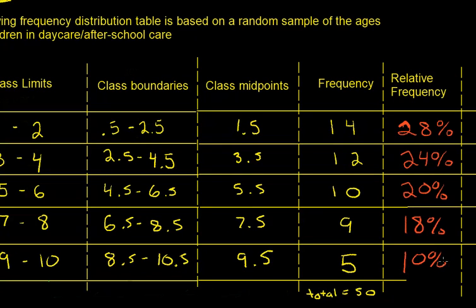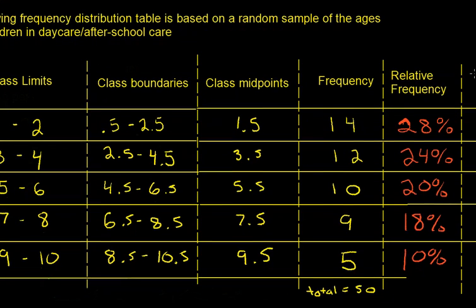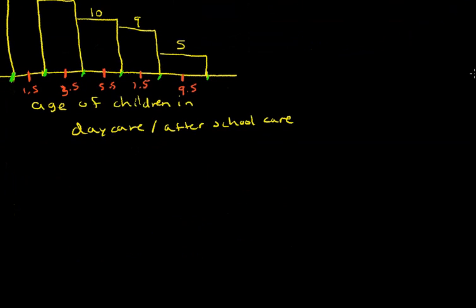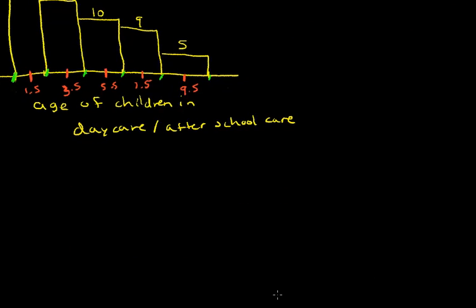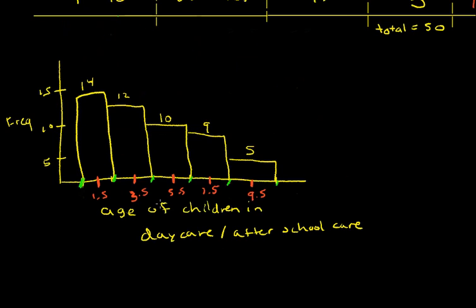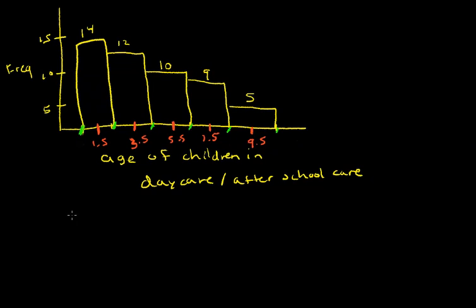All right, now we're ready to construct our relative frequency histogram. It's going to be very similar to the frequency histogram. This was the frequency histogram. I'll draw it right underneath of it. I'll draw the x and y axis. Now instead of frequency on the y-axis, it's going to be relative frequency.